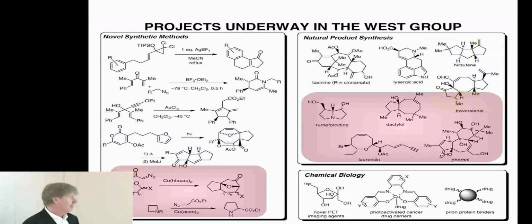Finally, today, I'll talk about this chemistry, which utilizes diazo compounds and transition metal catalysts to generate ylids, which can then rearrange and give us useful looking products like this. And today I'll talk a little bit about our progress towards these natural products.